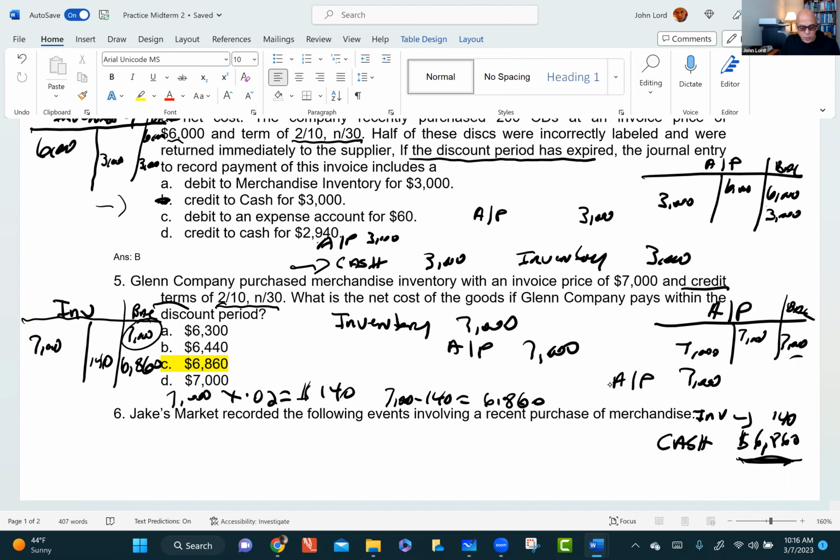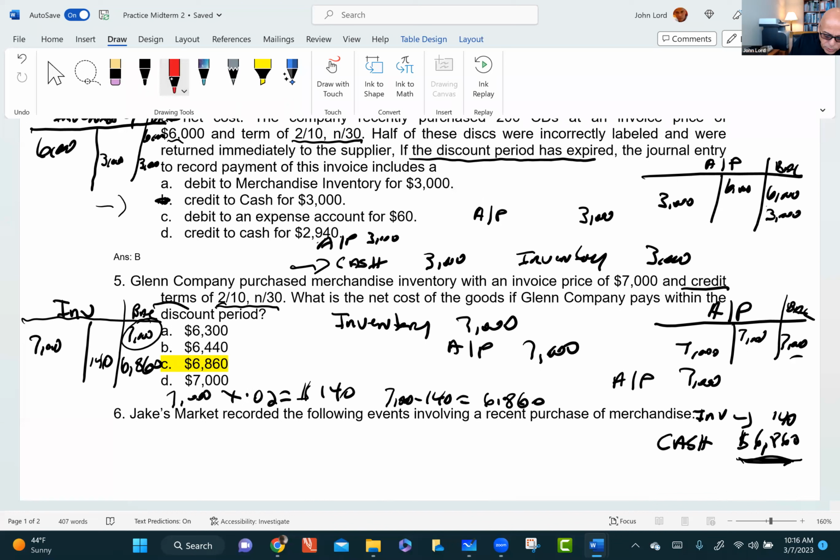Now, you may be looking and saying, well, John, I didn't have to do all this to answer that question. That's fine if you are really, really comfortable with it. I could see a scenario where you might be skilled enough with this material to say, well, 7,000 times 0.98 gives me that same answer, right? But the way the question was asked, it would have been advisable to keep track of the inventory account as you go.